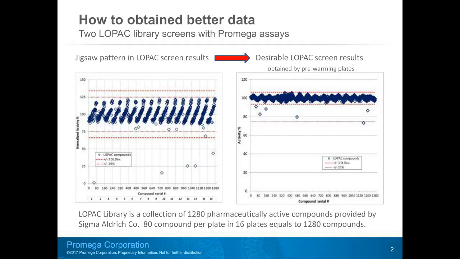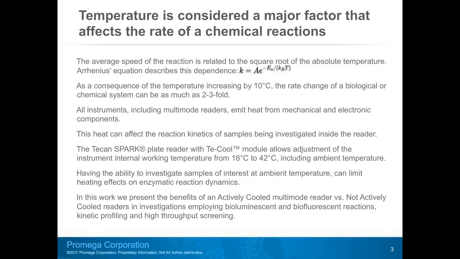The graph on the left, data of 16 plates, shows that each plate displayed an obvious gradual signal increase through each of 80 data points. We'll come back to this graph a bit later. Of course, a much more desirable and expected data distribution would be on the right graph. This observation inspired me to investigate this phenomenon and to find solutions to avoid it.